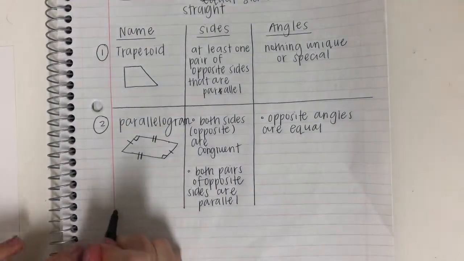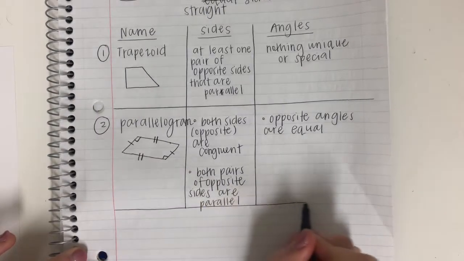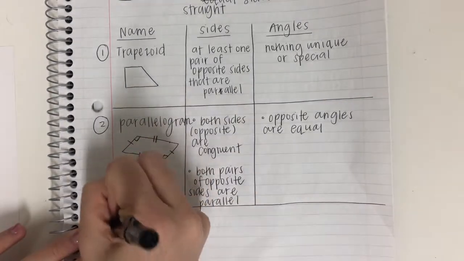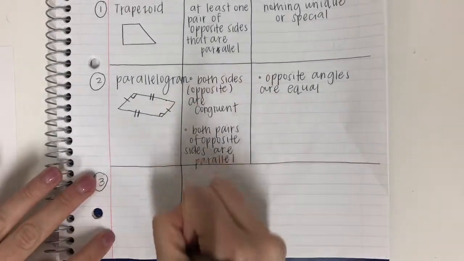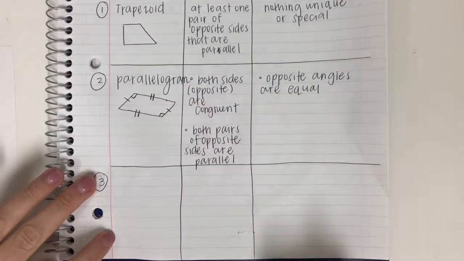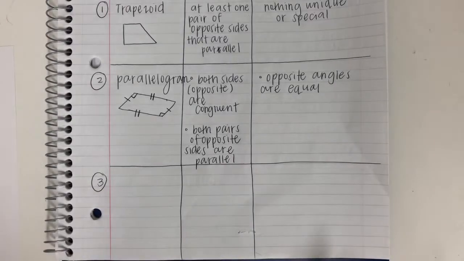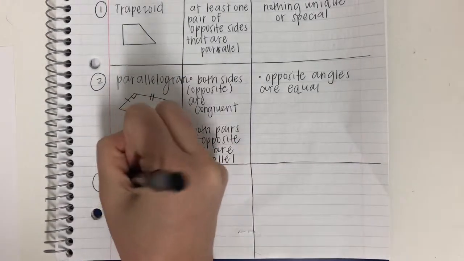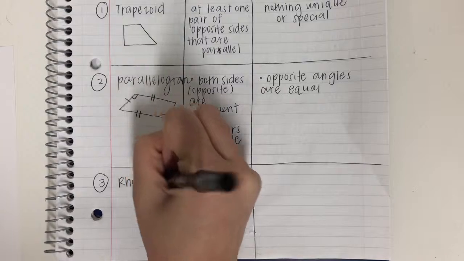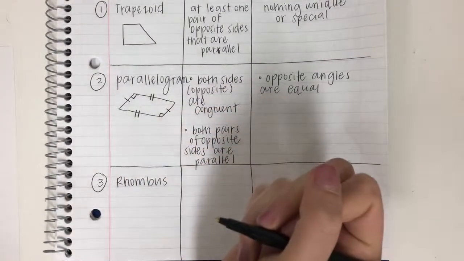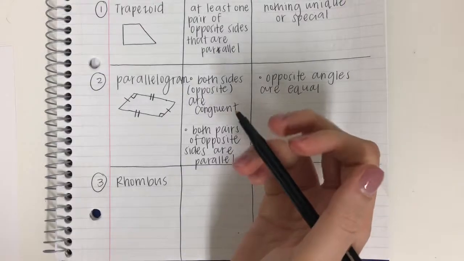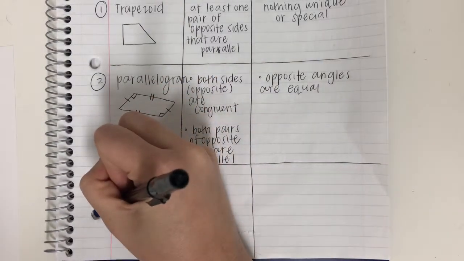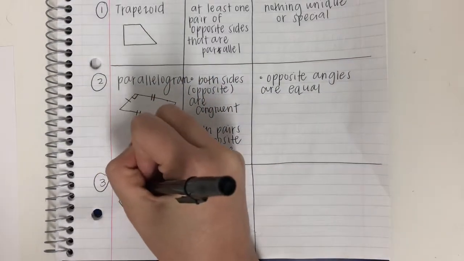Okay, let's go to number 3. I'm gonna extend my lines. And then I probably have to go on the back too. So number 3 is a rhombus. Okay. And it kind of looks like a sideways square. It's like kind of tilted.